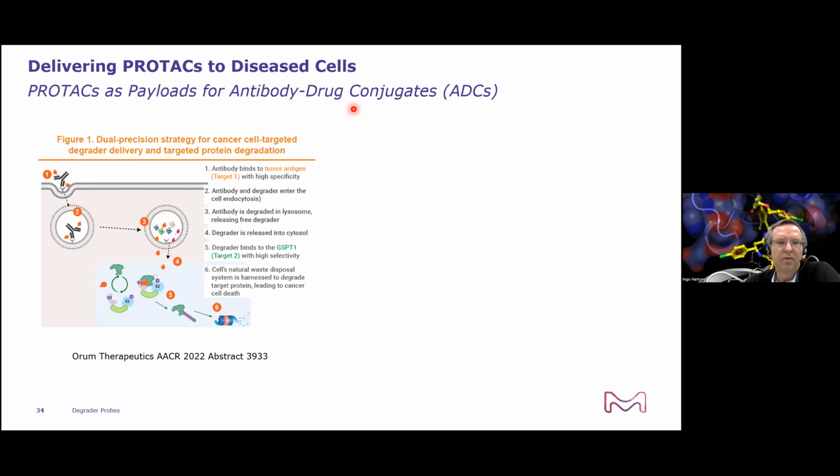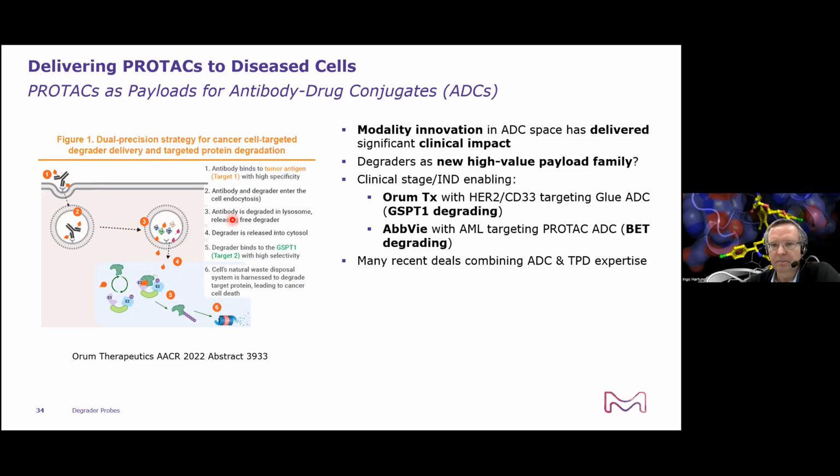So there has been this idea to use degraders as payloads for ADCs for quite some time. And I just stole here a graphic from one of the biotechs in this field, Orum Therapeutics, where they show in a cartoon how this would work. So you have the antibody recognizes the tumor-associated antigen, gets internalized, then the antibody gets catabolized, which sets free the degrader, and then the degrader can do its magic in that cell which carries the antigen.